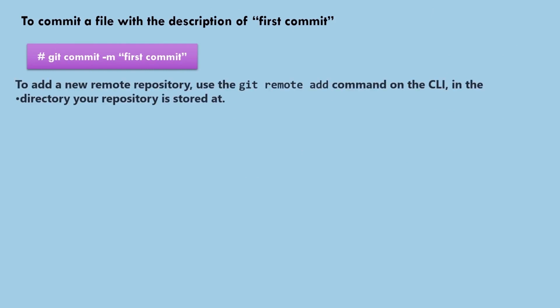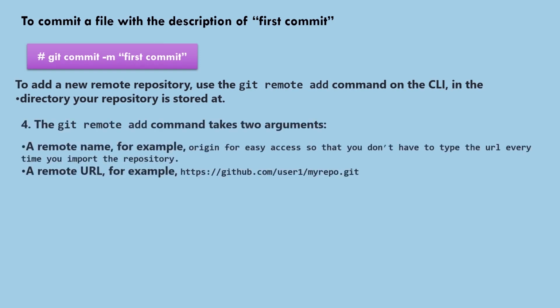To add a new remote repository, use the git remote add command on the CLI in the directory your repository is stored at. The git remote add command takes two arguments: a remote name, for example, origin, for easy access so you don't have to type the URL every time you import the repository. And a remote URL, for example, https://github.com/user1/myrepo.git. For example, git remote add origin https://github.com/user1/myrepo.git. Then set a new remote.